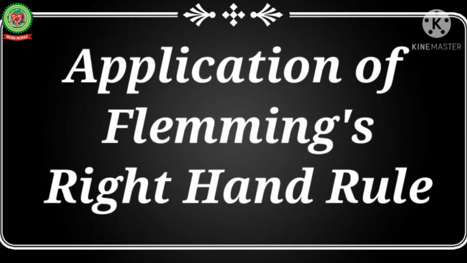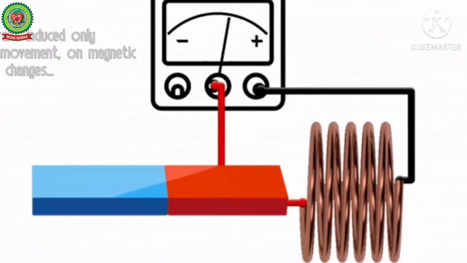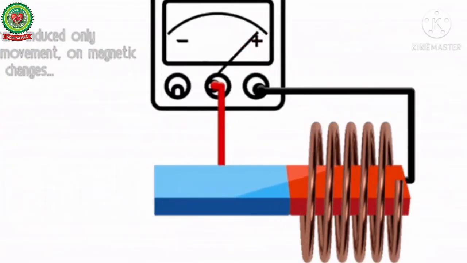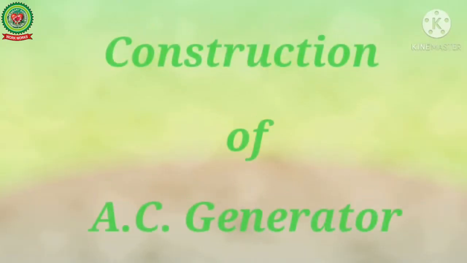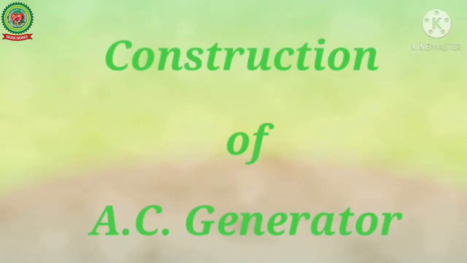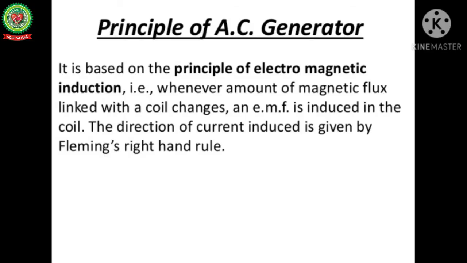Now let's discuss the application of Fleming's right-hand rule in AC generator, which converts the mechanical energy into electrical energy using the principle of electromagnetic induction. Before discussing the construction of AC generator, let's discuss its principle. Students, it is based on the principle of electromagnetic induction.